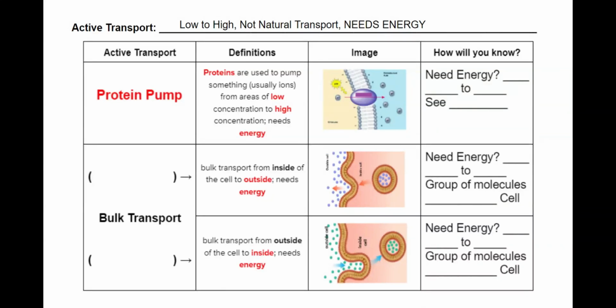So it's leaving, it's exiting, and it needs energy. The other one goes from outside to inside. It's going inside. It needs energy. So we have exocytosis and endocytosis.